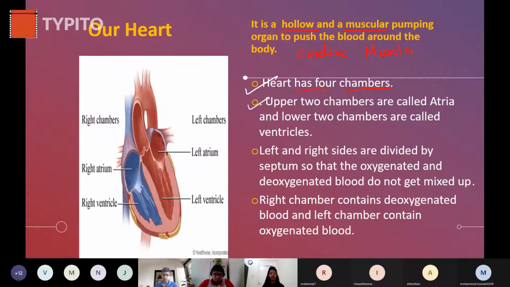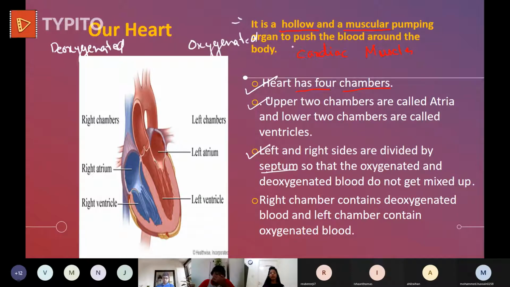Left and right sides of the heart are divided by another muscular structure which is called the septum. The right side of the heart contains the deoxygenated blood, and the left side has oxygenated blood.